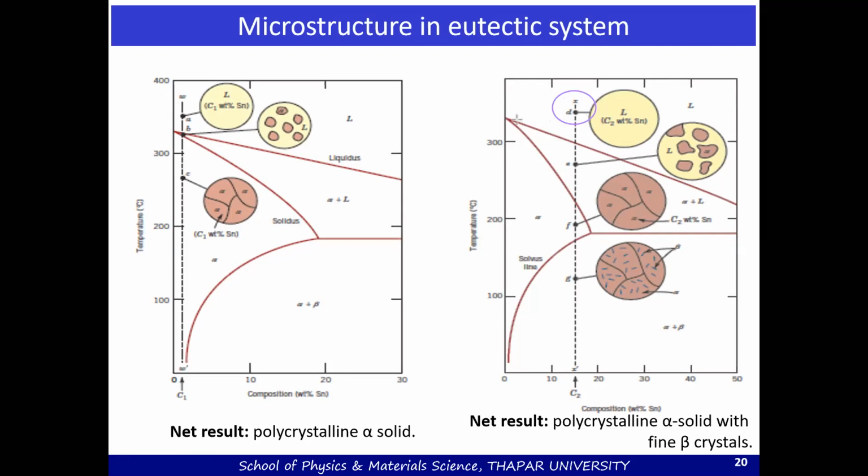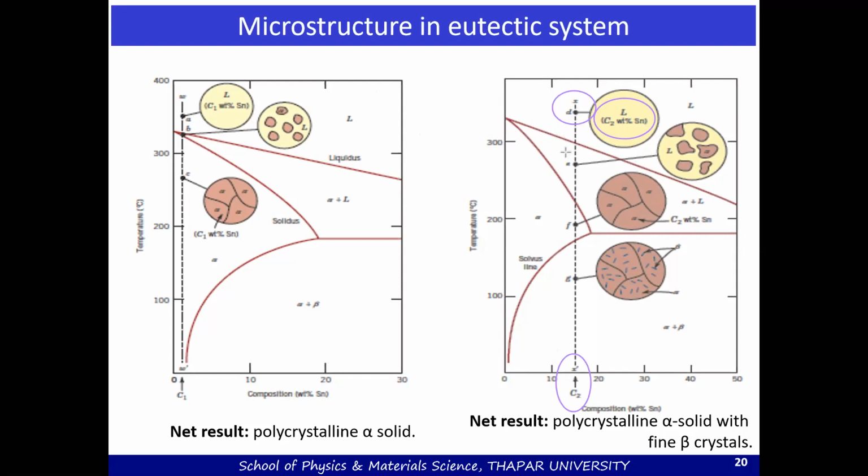This point is above the liquidus line, so everything is in a homogeneous liquid phase and its concentration will be same as what you get if you draw an intercept on the x-axis, which is marked here as C2. So your concentration of the homogeneous liquid phase is C2 weight percent of Sn. It will remain liquid till you cross the liquidus line.